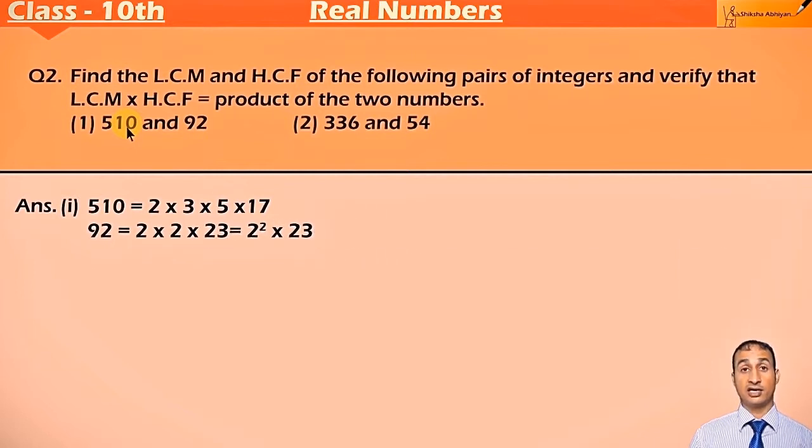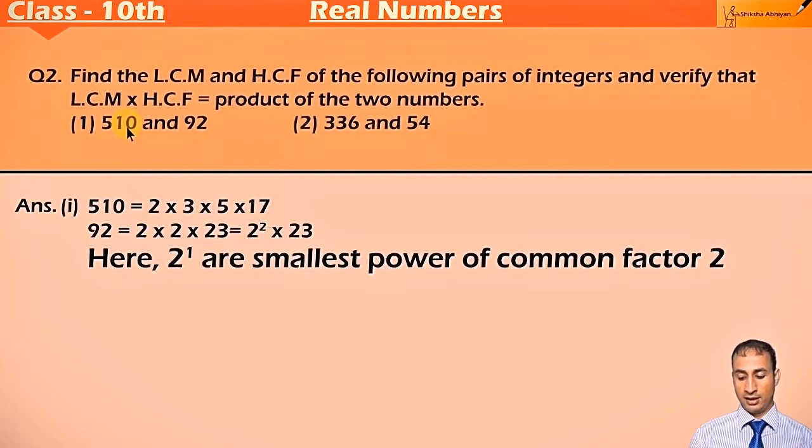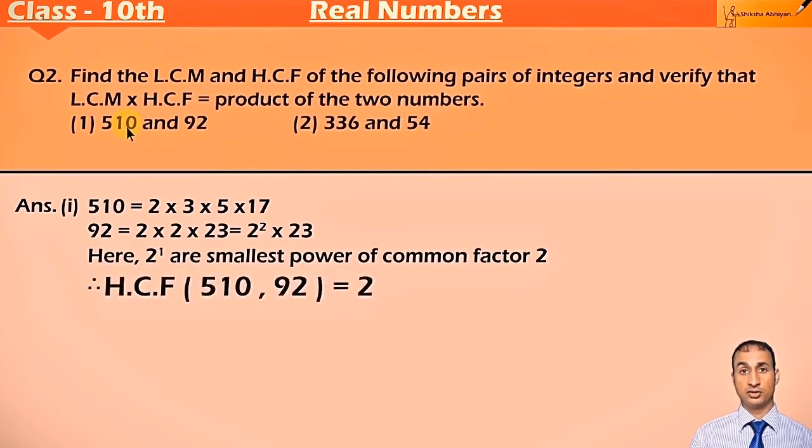Now the common factor is 2 here, and the HCF, students, we take the smallest power of the common factors. So here 2 to the power 1 is the smallest power of the common factor 2. So HCF of 510 and 92 is equal to 2.